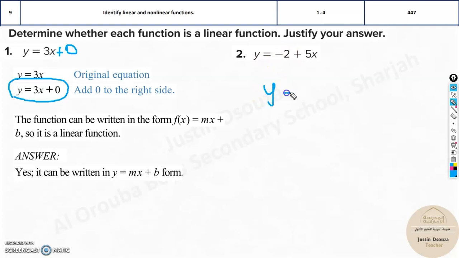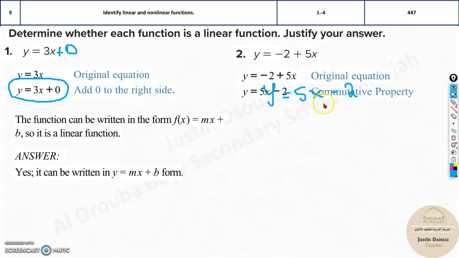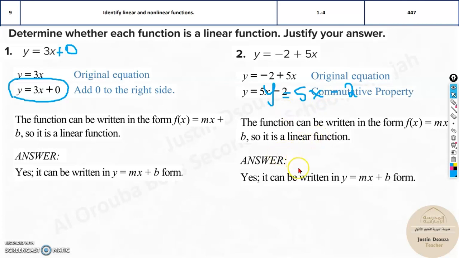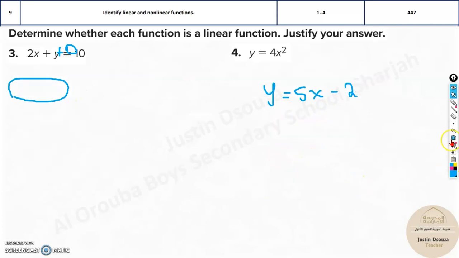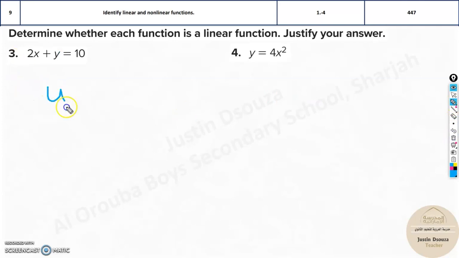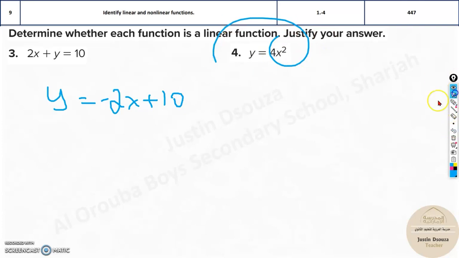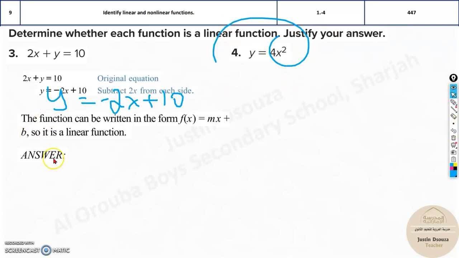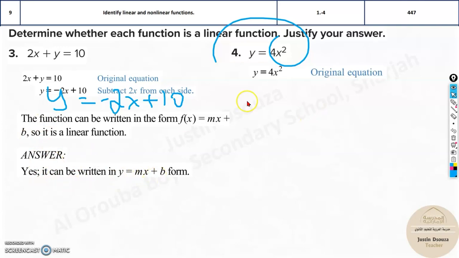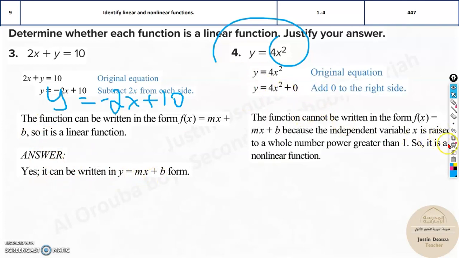Same thing over here, y equals 5x minus 2. It can be written in this form, so it is a linear function, yes. Now, even over here, this can be written y equals minus 2x plus 10. But look at this. This cannot be written. The next one is a quadratic. See, the first one over here, yes, it can be written. But this one is a quadratic form, so its power is greater than 1. No, this is not linear.